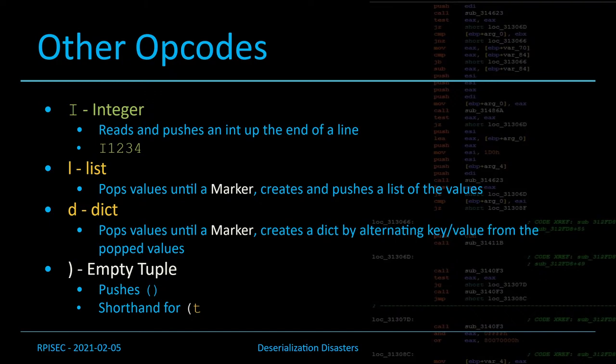So here are some other opcodes just for the sake of completeness. I will read an integer. L will produce a list, kind of like how tuples are made. Same thing with dict, it just uses alternating key value pairs. And we can also just push an empty tuple directly.